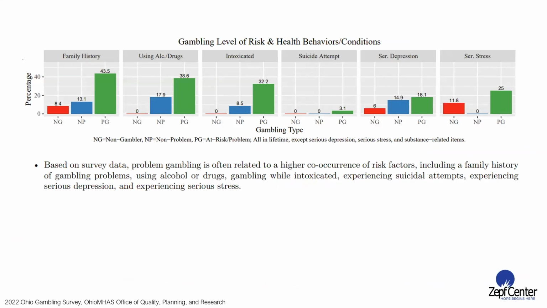And lastly, when we're looking at level of risk and health behaviors, what these charts are pointing out is that the PG means problem gambler. And what they've found is that problem gambling is often related to a higher co-occurrence of risk factors, including a family history of gambling problems, using alcohol or drugs, gambling while intoxicated, experiencing suicidal attempts, and experiencing serious depression or serious stress. So you can see that the green blocks are the co-occurrence of those things and how much higher they are in problem gamblers as opposed to a non-gambler or a non-problem gambler.